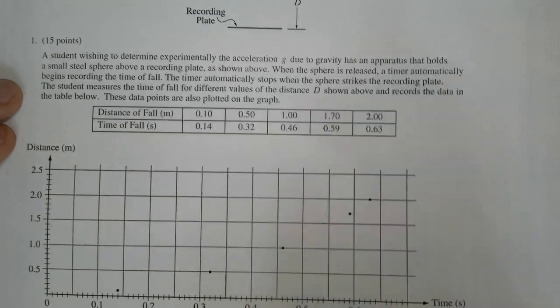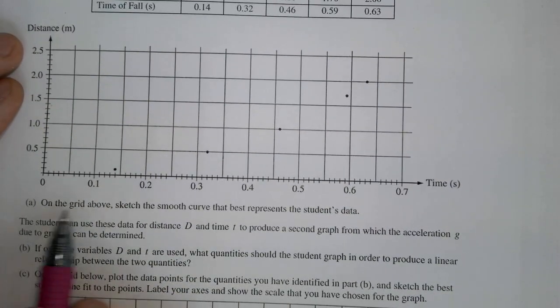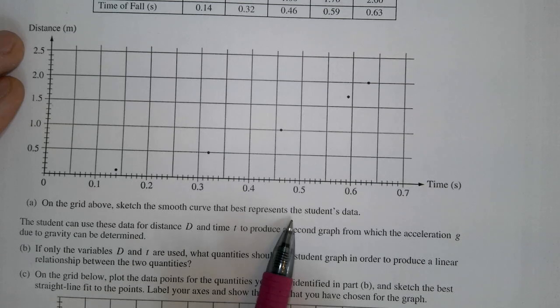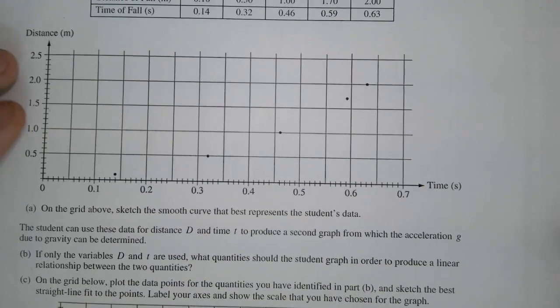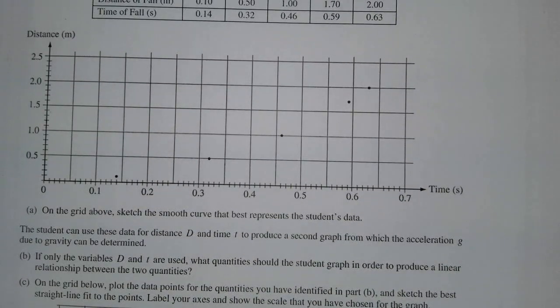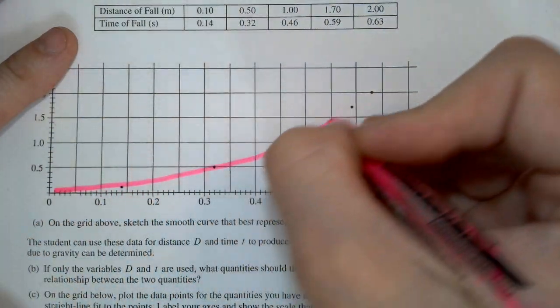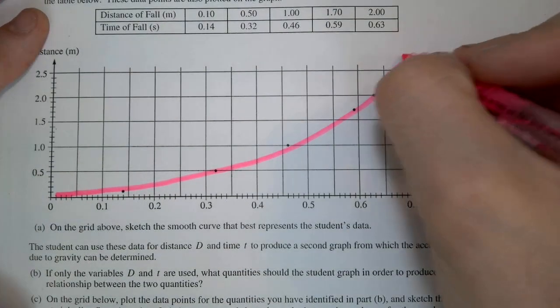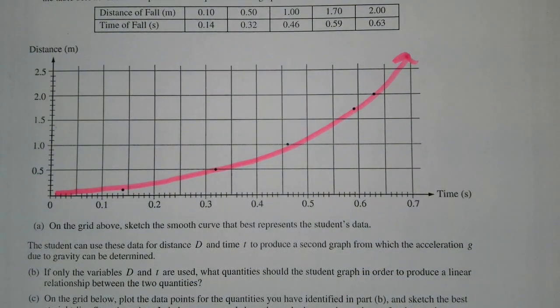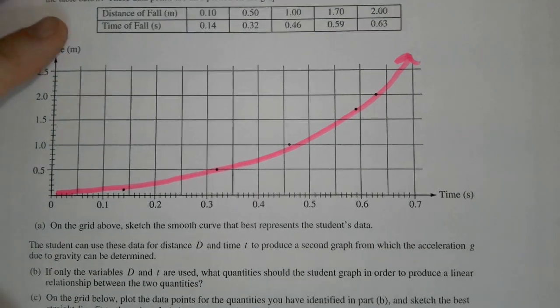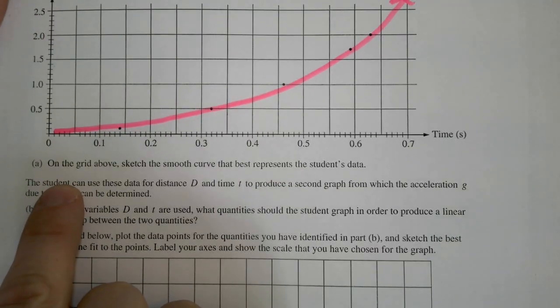All right. And then the first question says, on the grid, sketch a smooth curve that best represents the student's data. Well, when you get an easy question, take the easy question, draw the smooth curve. This should be a quadratic expression because the time is typically squared. And that is all it is for part A. So we are done with part A.